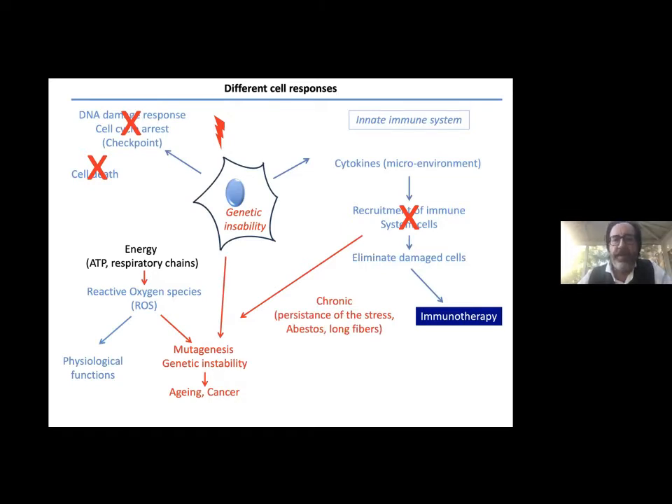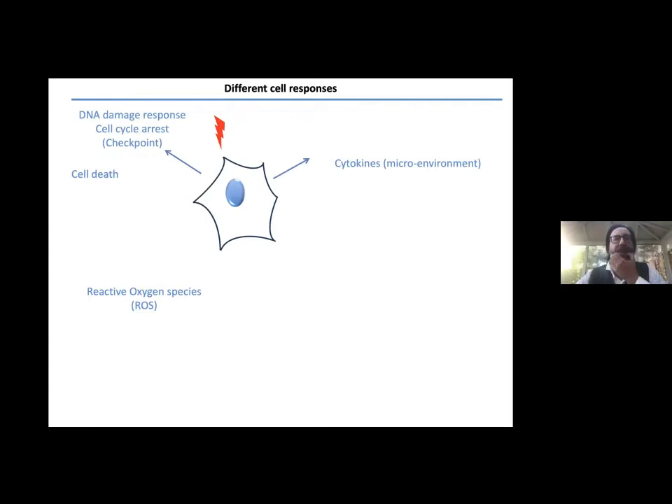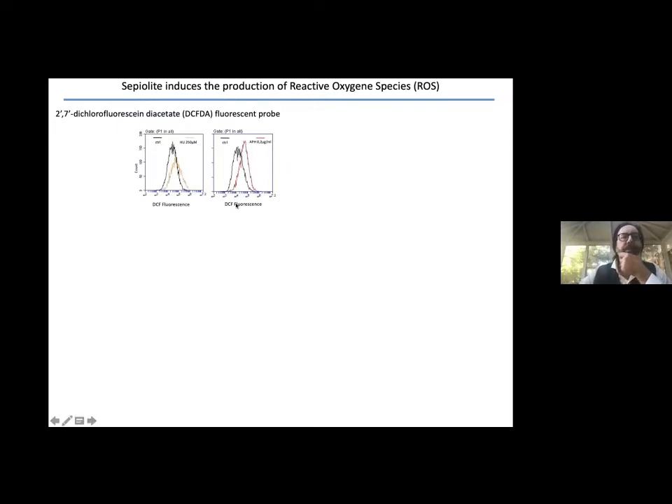But the problem is that if you have chronic, persistent stress, then you can accumulate inflammation, and the inflammation, if it's persistent or chronic, can also lead to aging and cancer. So here we wanted to address the cell response to the presence of sepiolite with a measure of reactive oxygen species, the DNA damage response, and the cytokine production by cells. For the ROS, we use a probe that we put into the cells and that becomes fluorescent when it is oxidized, and then you can measure it by flow cytometer.